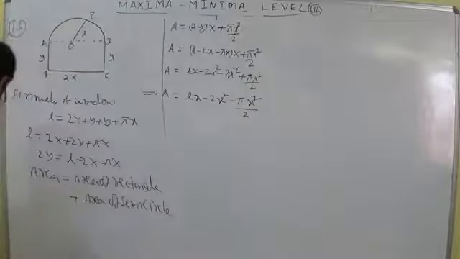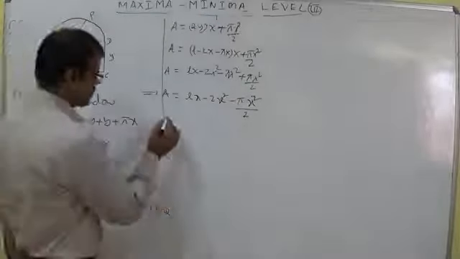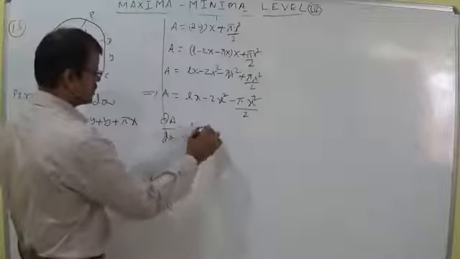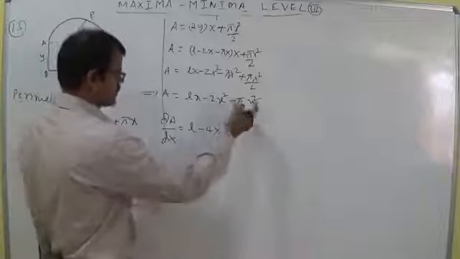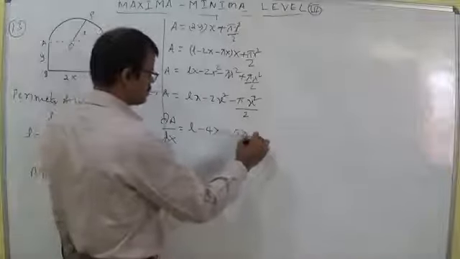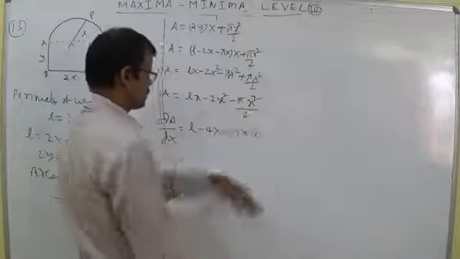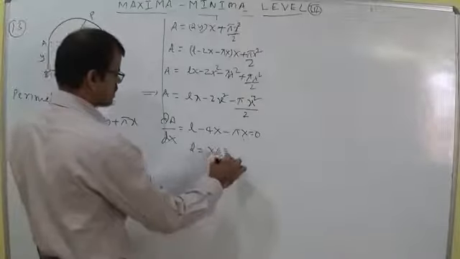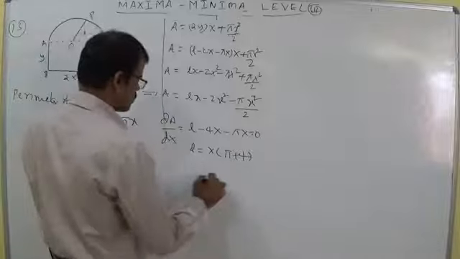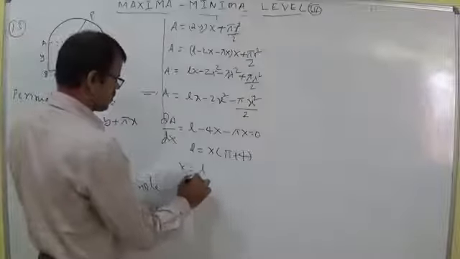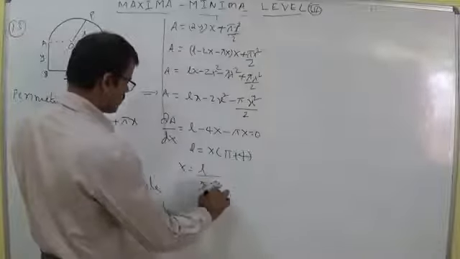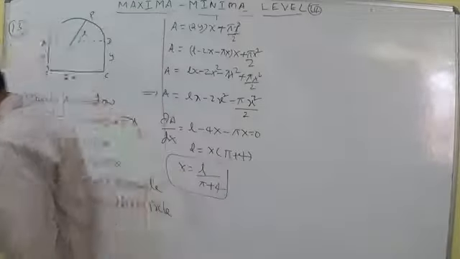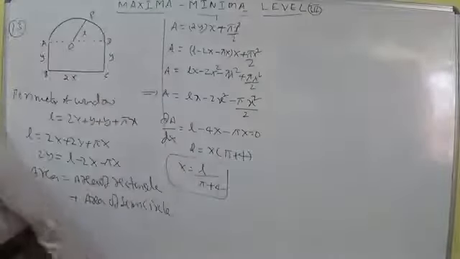To calculate whether the area is minimum or maximum, dA by dx is equal to 0. So L minus 4x minus pi x, the 2 and 2 get cancelled. You can write here L is equal to x into pi plus 4. So x is equal to L by pi plus 4. Using this one, he is asking the maximum area.